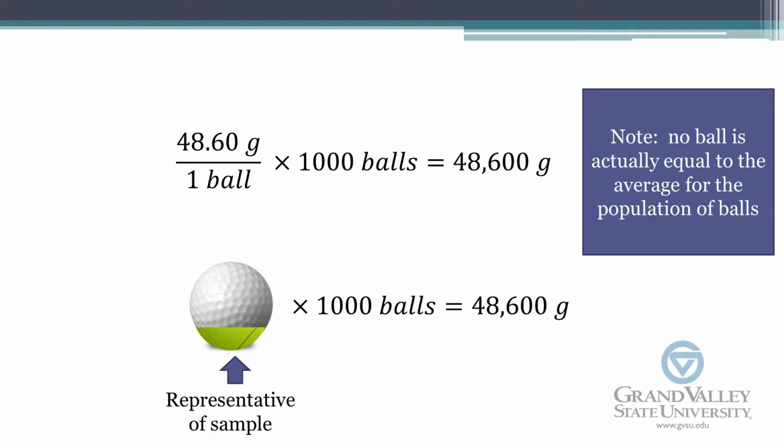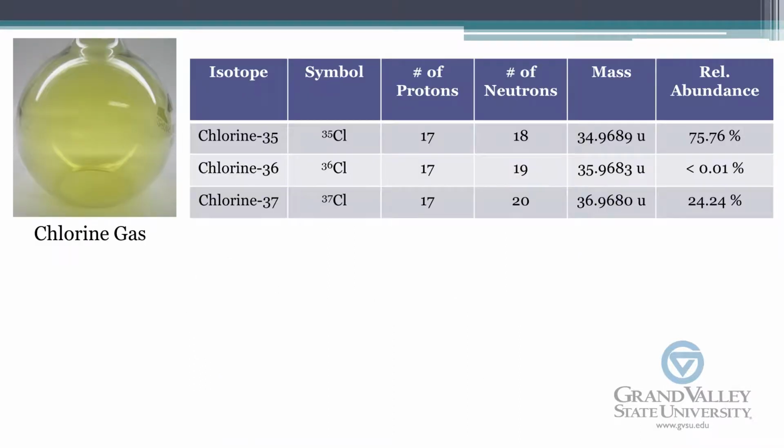Now let's relate our analogy to the real calculation. In nature, there are 3 different types of chlorine atoms: chlorine-35, chlorine-36, and chlorine-37. These are known as isotopes. Isotopes are atoms of the same element but with different numbers of neutrons. Neutral atoms have 17 protons and 17 electrons, but chlorine-35 has 18 neutrons, chlorine-36 has 19 neutrons, and chlorine-37 has 20 neutrons.